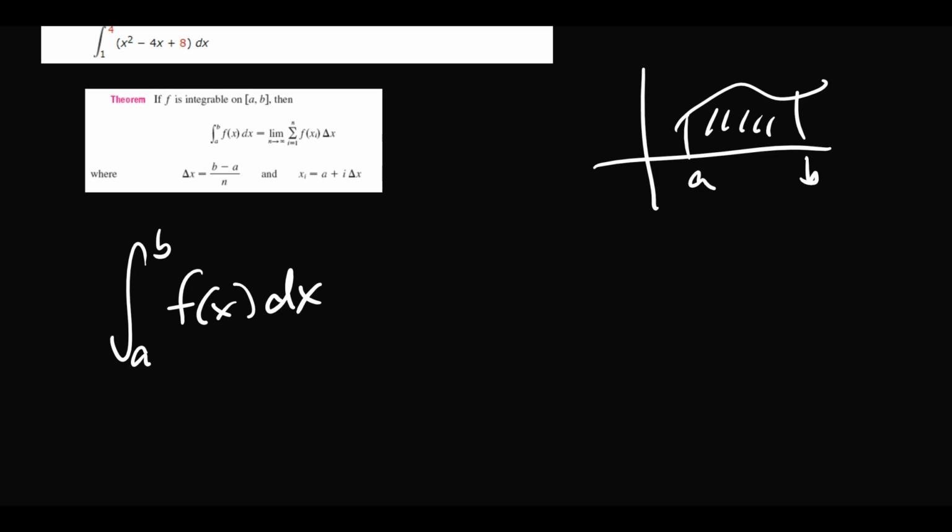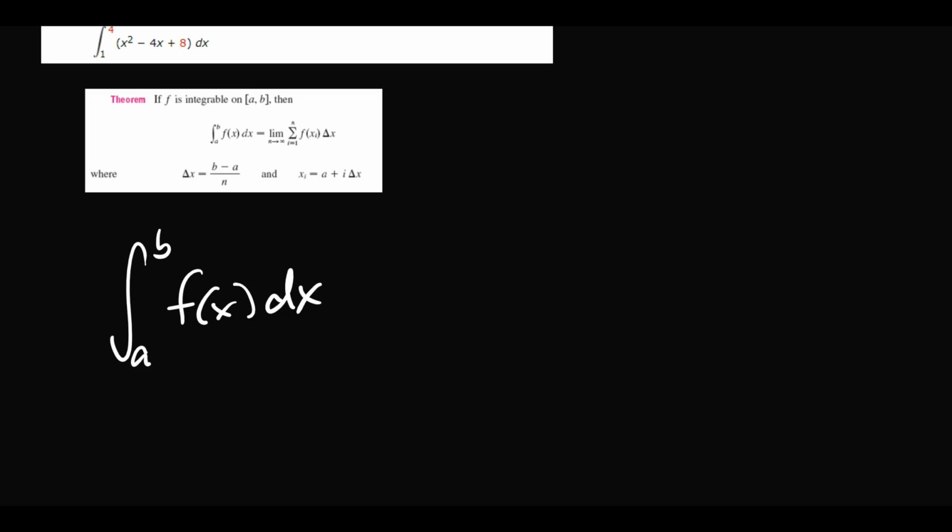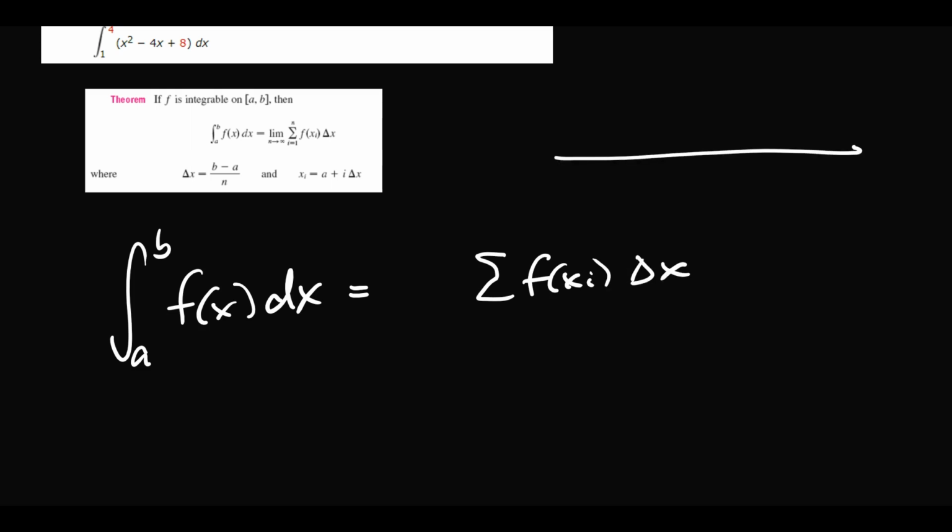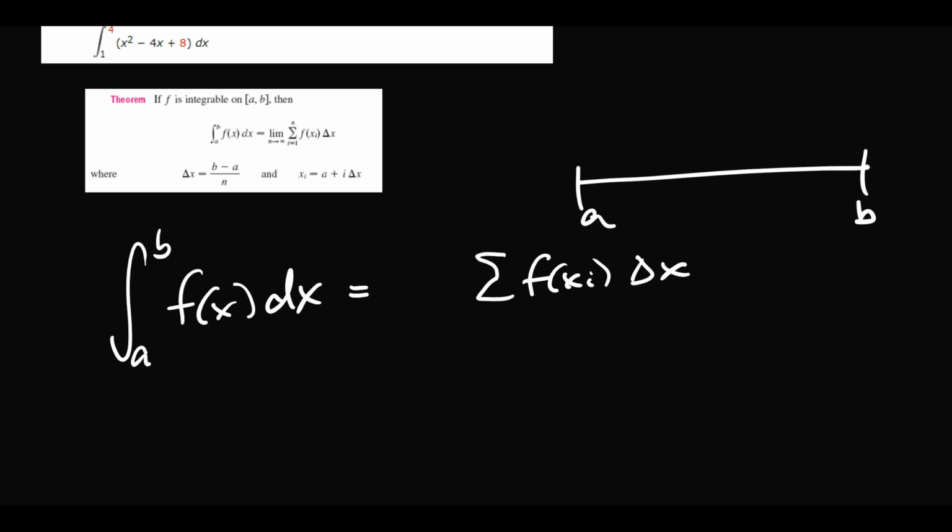It could be below as well, all right? Just for illustration's point, it's easier if it's positive. So this is equal to the sum of all the little rectangles, delta x. You're going to split up the interval from a to b into n little subintervals, all right?